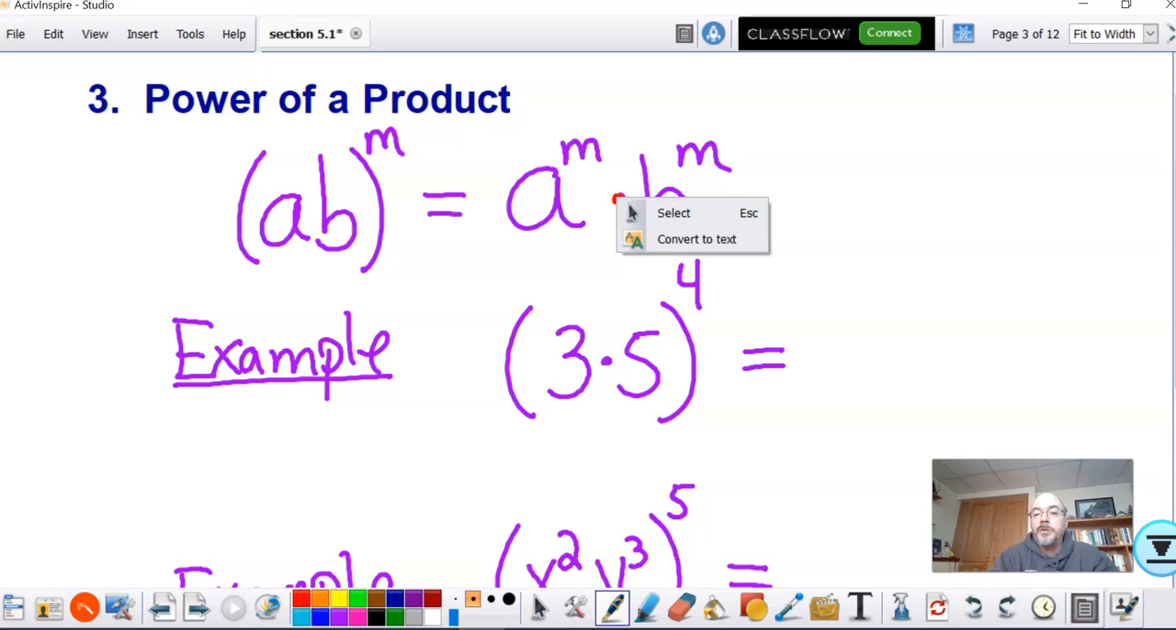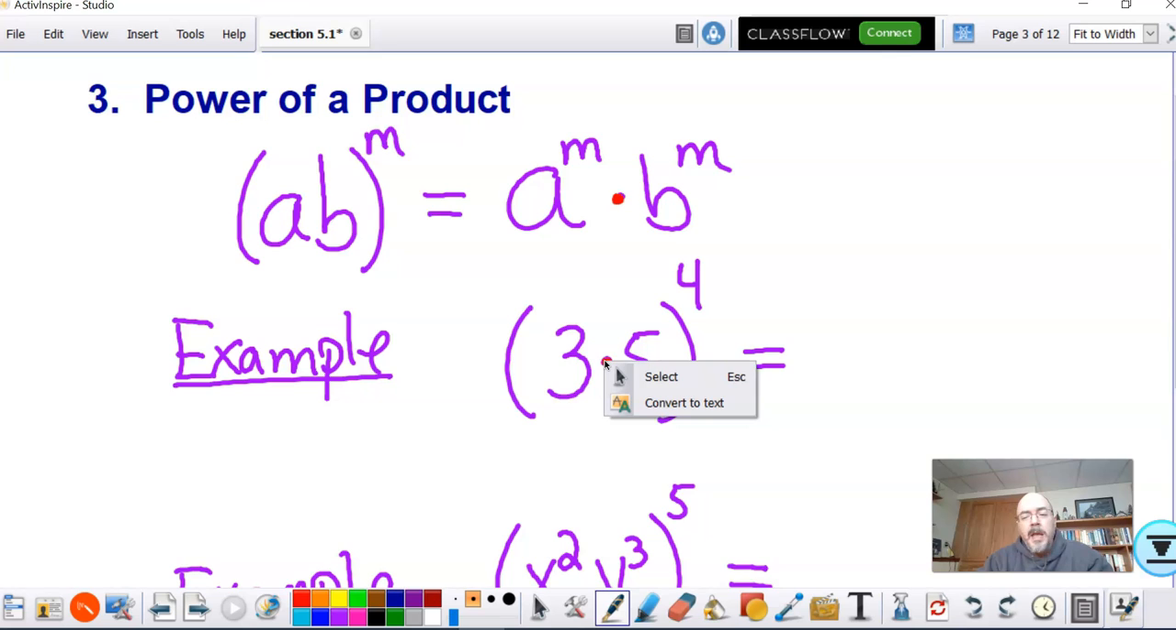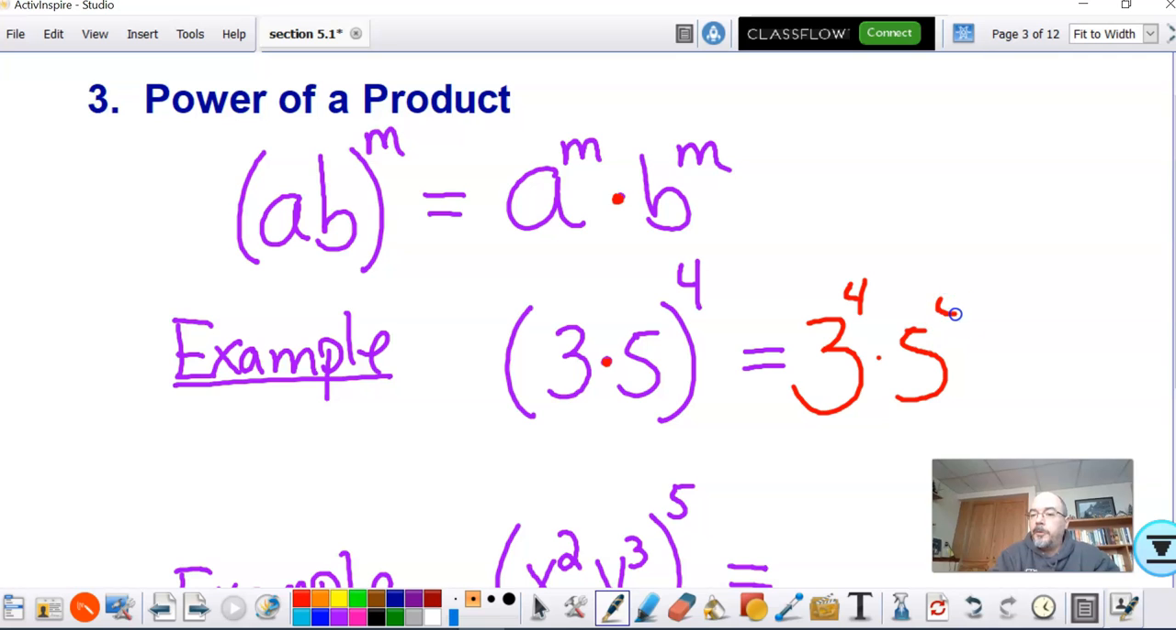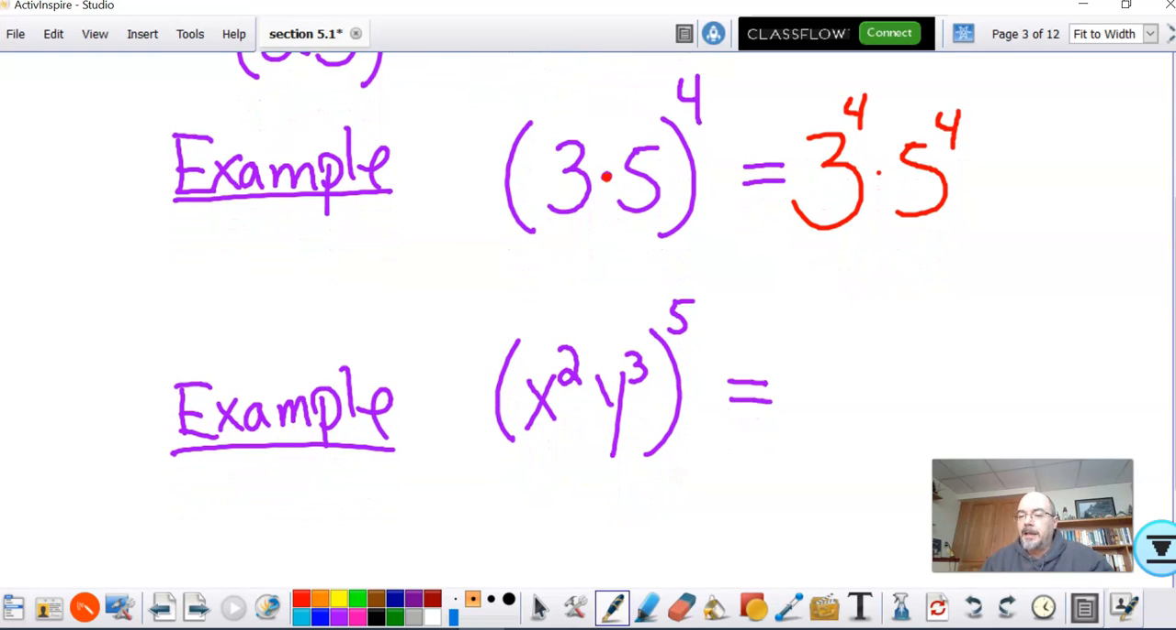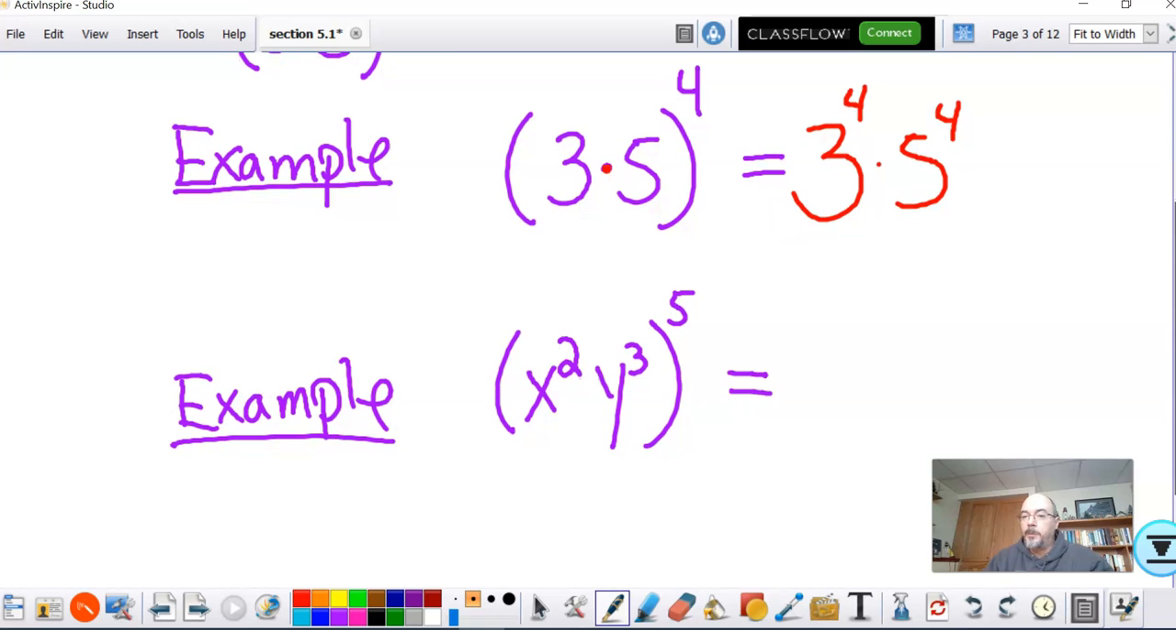All right, so let's look at this example. We've got 3 times 5 to the 4th power. Now, we're not going to multiply the 3 and the 5 together. That's not the point of this lesson. The point of this lesson is to understand how these exponents work. So I'm going to rewrite that as 3 to the 4th power times 5 to the 4th power. And I'm just going to leave that like that, folks. We don't need to go any further with that. If we were told to simplify it completely, we could go further with it. But for now, we're just practicing the rules.